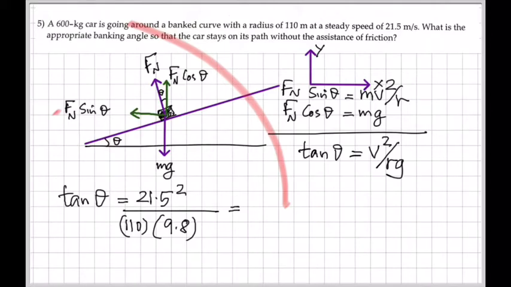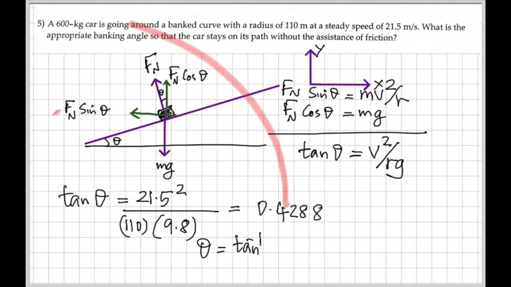What do you get for that? When you do this, I think you get 0.4288, right? And then you have to take the inverse of that. That is tan theta. No, like dividing 2.75 by 1078.